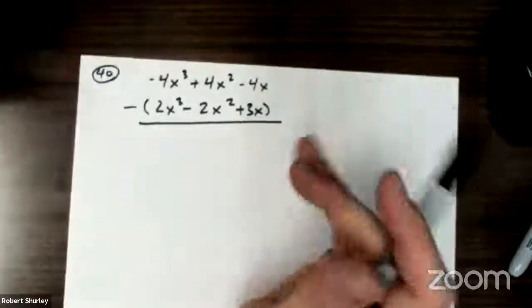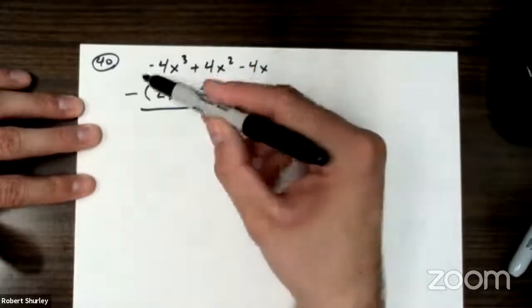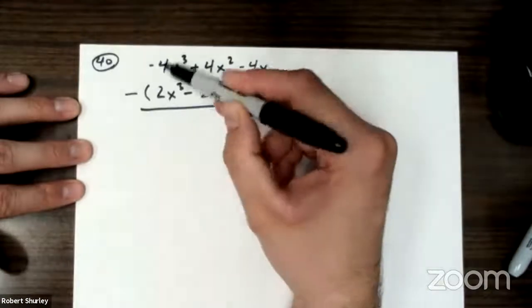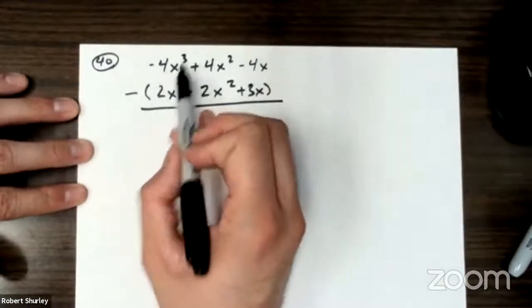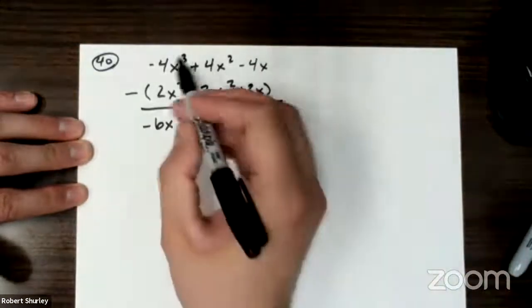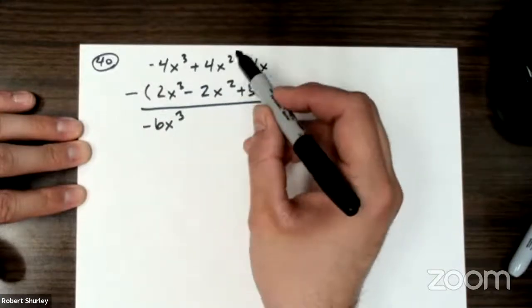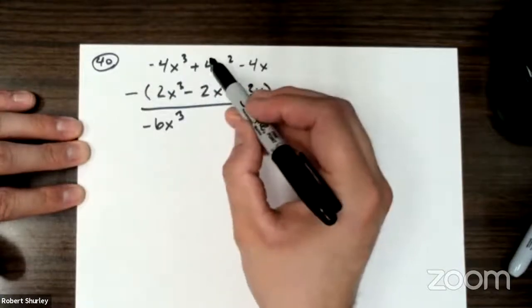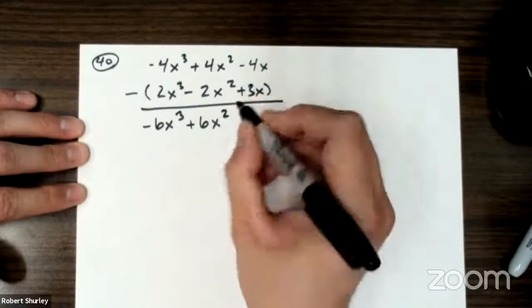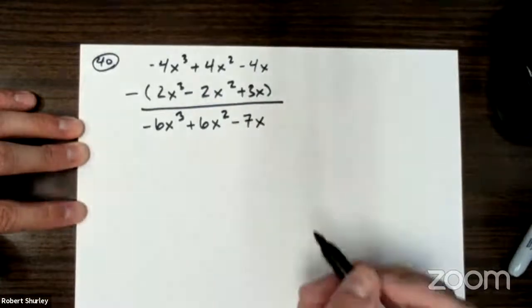Oh yeah, I didn't really mention that before. The terms have to line up. Remember, because if we're going to add or subtract any terms, they have to be like terms. So the like terms have to be on top of each other. So we've got negative 4x cubed minus 2x cubed. That's going to give us minus 6x cubed. Negative 4 minus 2. 4 minus a negative 2x squared for both. So 4 minus a negative 2, that's going to turn into 4 plus 2. So 6x squared. And then negative 4 minus 3, that's going to be minus 7x.